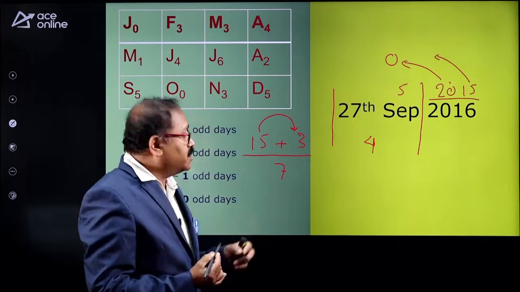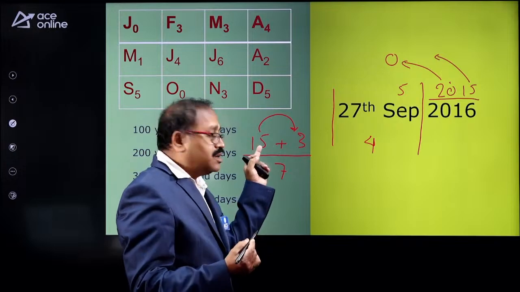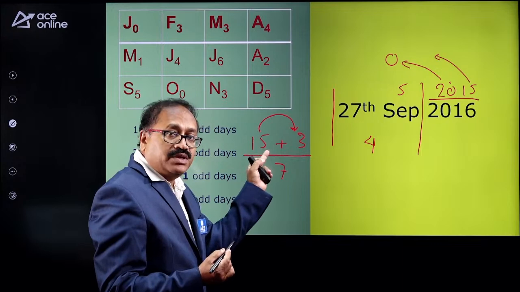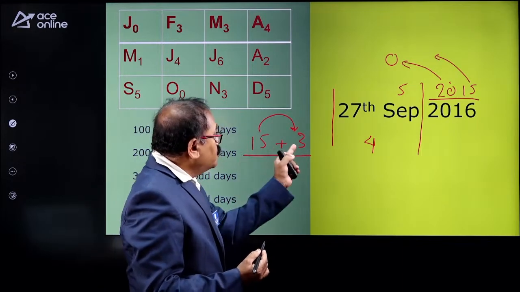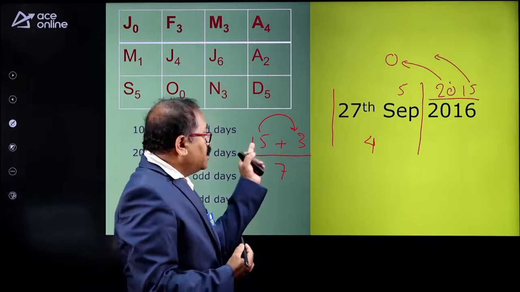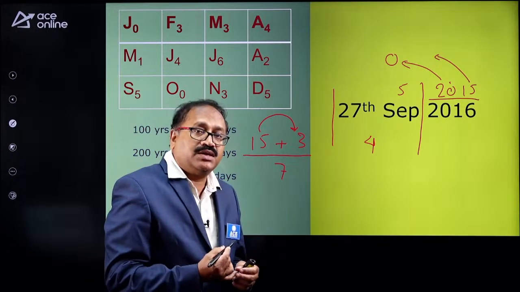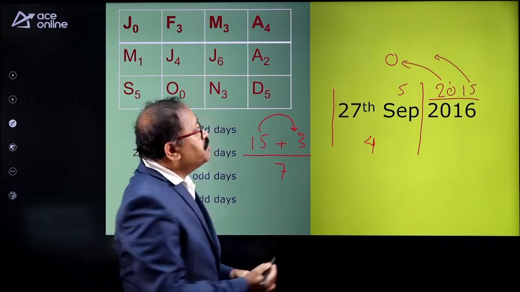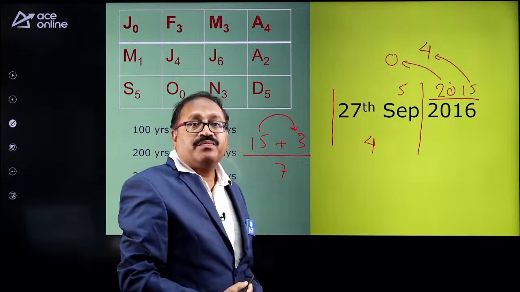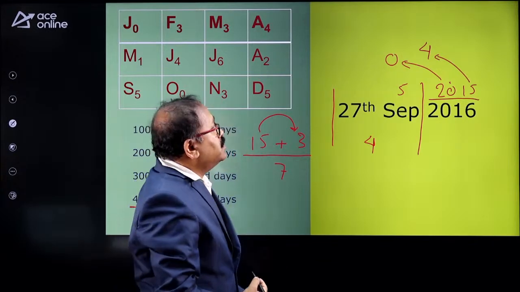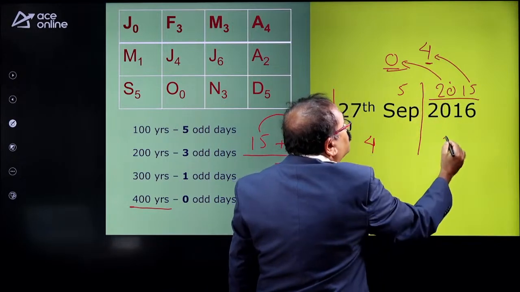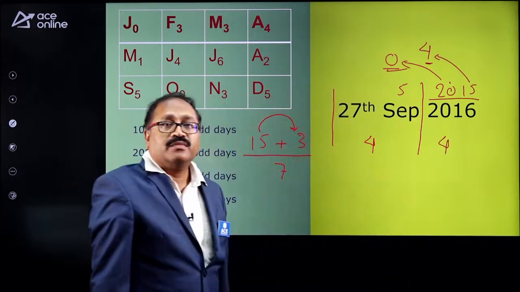What is the number of 4s here? 3 4s are there. 3 4s are 12. So take the 3, the total is 18. And when 18 is divided by 7, what is the remainder? The remainder will be 4. That means here the number of odd days is 4. So I get here that 0 odd day plus 4 odd day. The total is 4 odd day here.